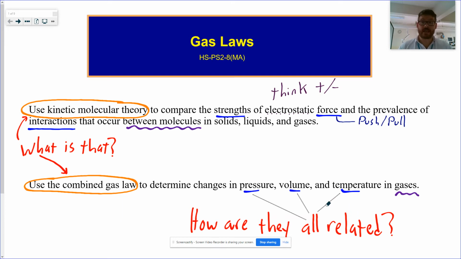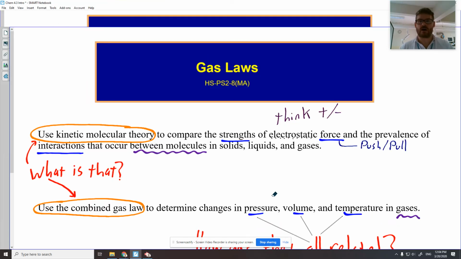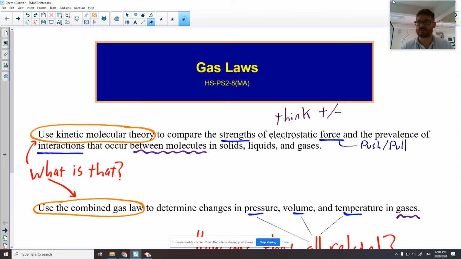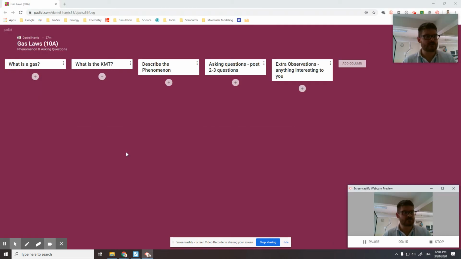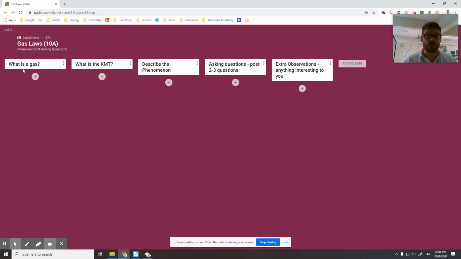What you're going to do next is I'm going to send you to a Padlet, which some of us got to experience in class. It looks like this. This one is specifically for grade 10A, but whether you're 10A, B, or grade 11, it looks the same for all of you. What I want you to do next is come here and fill in these first two columns with whatever it is that you know about these subjects. So what is a gas? You can write anything you want in there. You can add links if you want to. You can type your own thoughts.